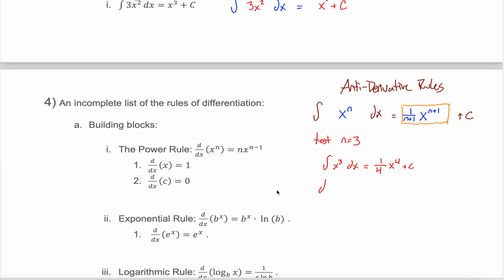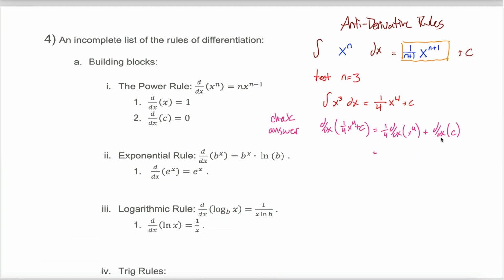Well, let's check it. If the antiderivative of x cubed equals 1/4 x to the 4th plus c, then the derivative of 1/4 x to the 4th plus c better be equal to x cubed. Is it? Well, if we're taking the derivative of something plus something, we take the derivative of each term individually. So we take the derivative of 1/4 x to the 4th and then add to that the derivative of a constant. This 1/4 is a coefficient. I can pull that out in front of my derivative symbol. So the derivative of this expression is the sum of these two terms. We already know that the derivative of any constant is just equal to 0.